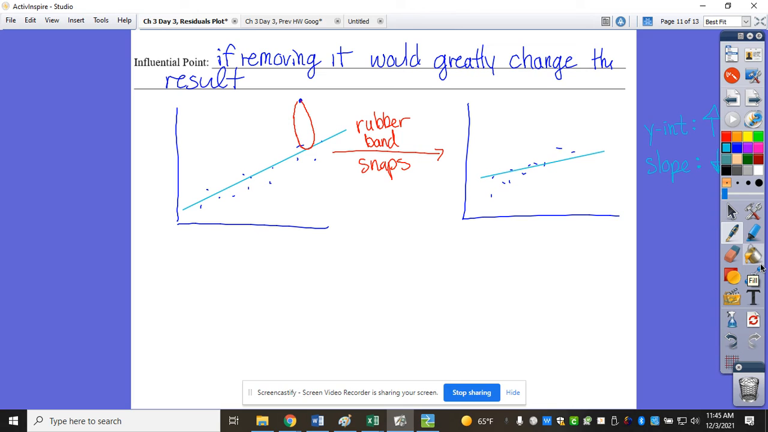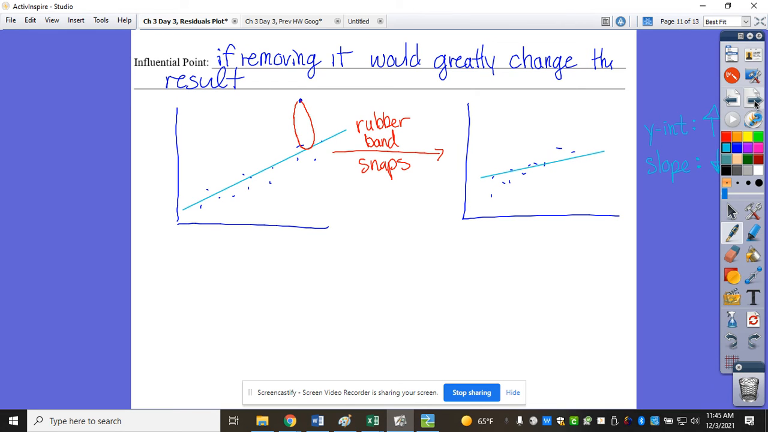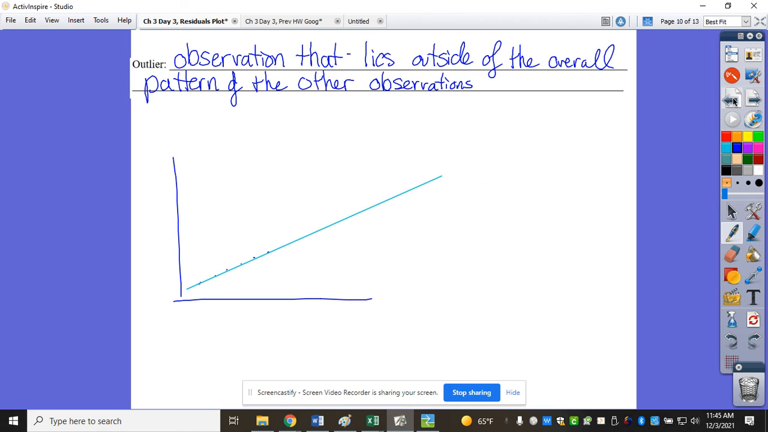Wait, so is the rubber band one an outlier? So when I took this out, did it change things? Yes. So is it an influential point? Yes. So outlier, influential point. An influential point is always an outlier. Is an outlier always an influential point? No. Are you going to do an example of an outlier that's not an influential point? It's this one.